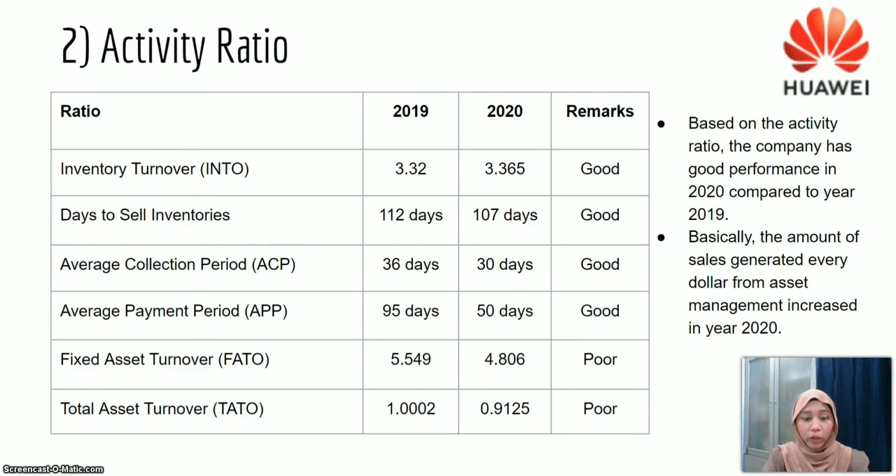The last one is total asset turnover, which is TATO. Basically, it is the same as the FATO, but the calculation is using the total assets. Higher ratio is more favorable. The formula is sales divided by total assets.